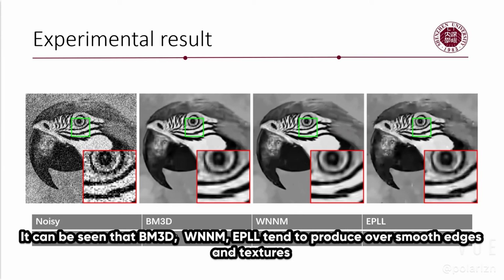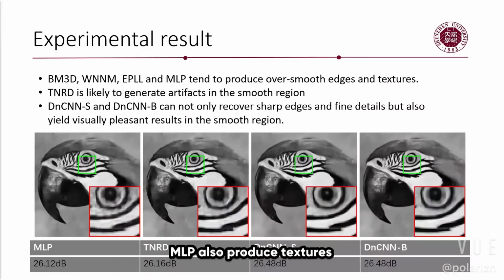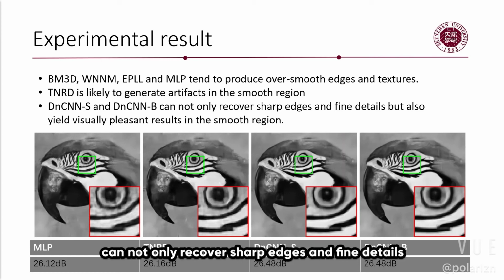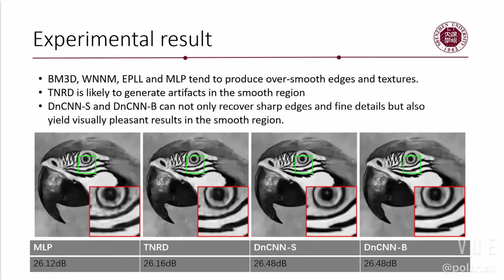It can be seen that BM3D, WNNM, and EPLL tend to produce over-smooth edges and textures. NLNet also produces textures. As we can see, TNRD is likely to generate artifacts in a smooth region while preserving sharp edges and fine details. In contrast, DnCNN-S and DnCNN-B can not only recover sharp edges and fine details, but also yield visually pleasant results in the smooth region.